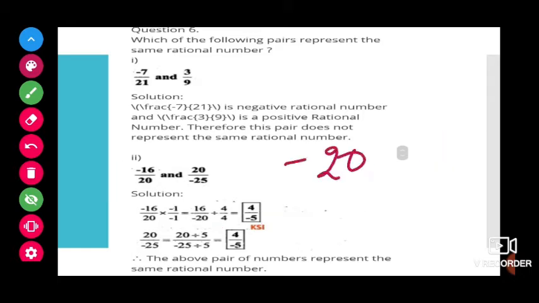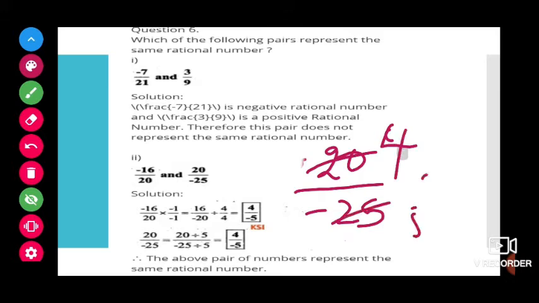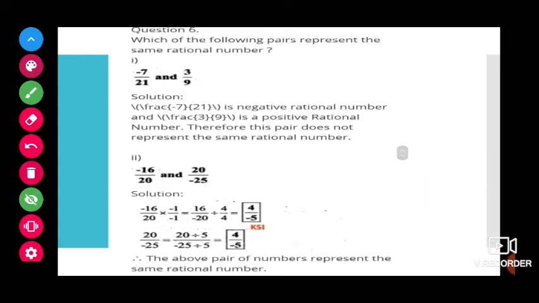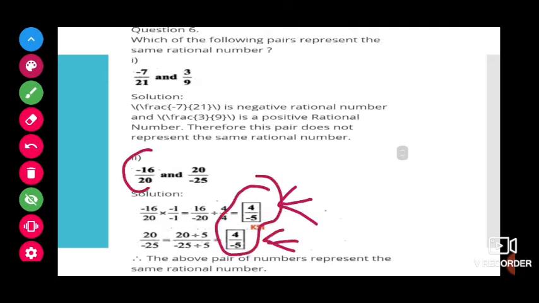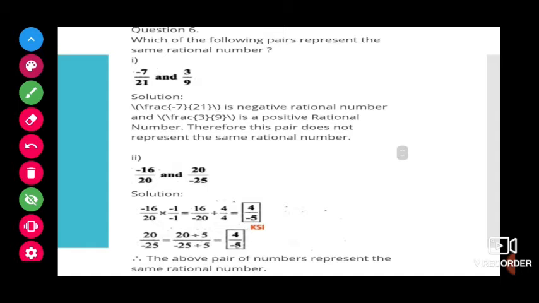Second one, 20 by minus 25. This is also with the 5 table: 5 4s are 20, 5 5s are 25. Here the denominator should not have a negative, so I will send it up, and then I will get minus 4 by 5. So both are minus 4 by 5 only, no? So both represent the same rational number. The values are the same but with different numerator and denominator.